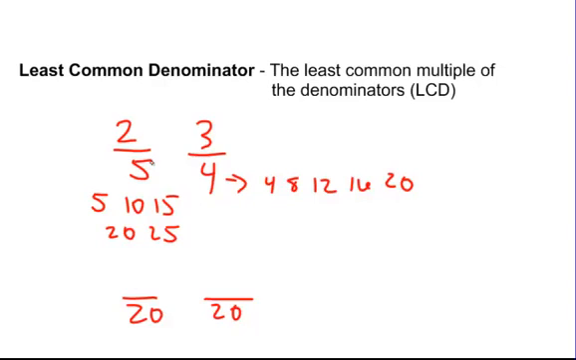To get from 4 to 20, you have to multiply by 4. So you multiply the numerator by 4 as well, so it would be 8/20ths. To get from 5 to 20, you have to multiply by 5. Multiply by 5, you get 15. All right, so that's least common denominator.